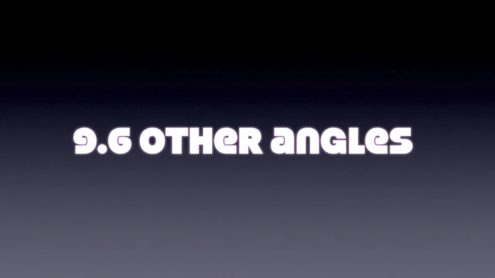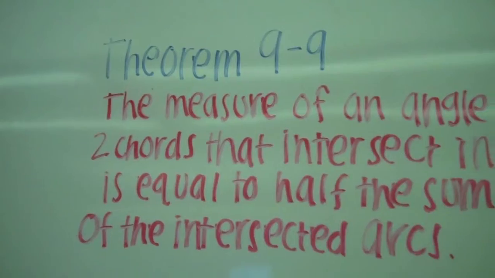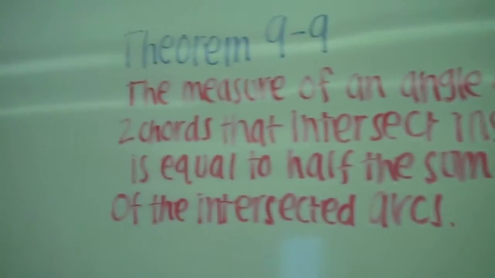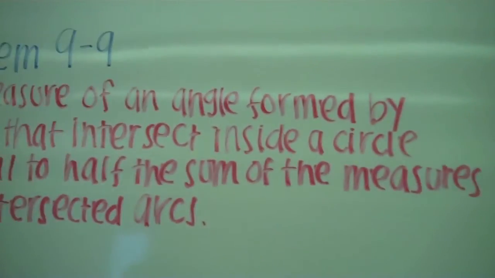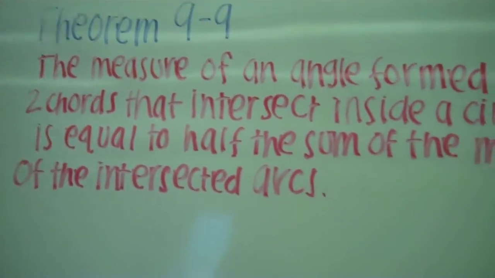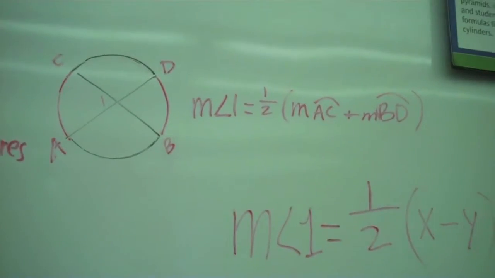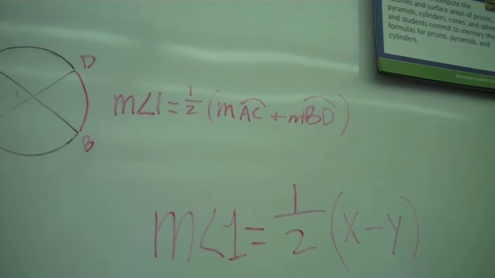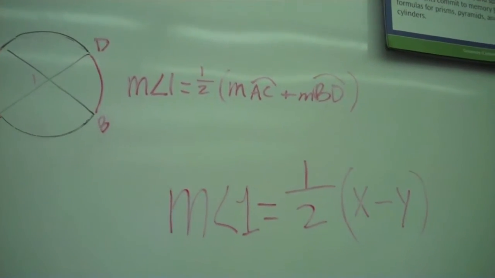Theorem 9.9. The measure of an angle formed by two chords that intersect inside a circle is equal to half the sum of the measures of the intercepted arcs. In the diagram, measure of angle 1 equals half the measure of arc AC plus arc CD.